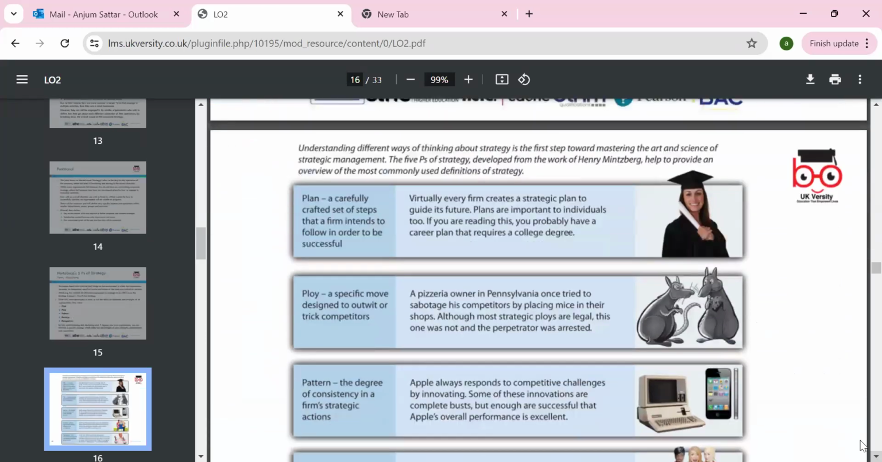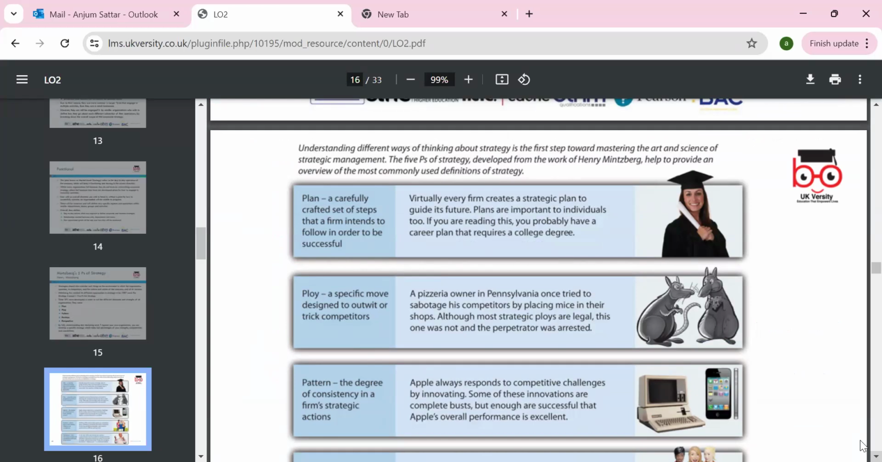Plan, be careful, offer a step that the firm intends to follow in order to succeed. Virtual, we can create a strategic plan to guide the future. Flow, which is a specific move designed to outwit the tricks of the competitor.